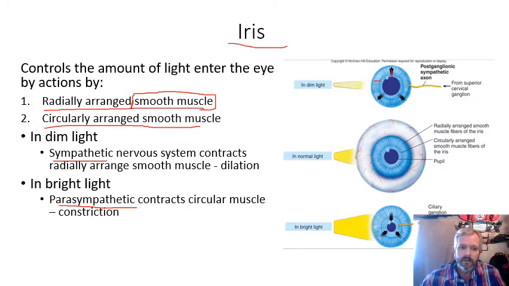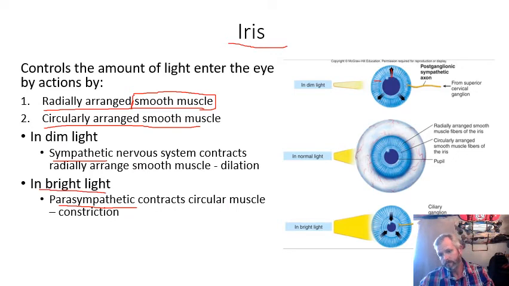All right, now in bright light, we want our pupils to contract. We want them narrower. We want a small pupil. We don't want too much light in. And the parasympathetic is going to be activated, and that contracts the circular muscle here. When the parasympathetic is activated, usually the sympathetic is dampened down, so these muscles will relax while the parasympathetic is contracting the circular muscle to control the light.